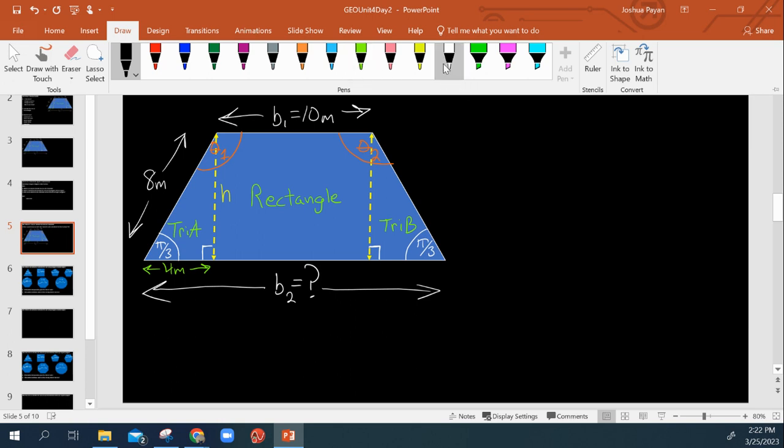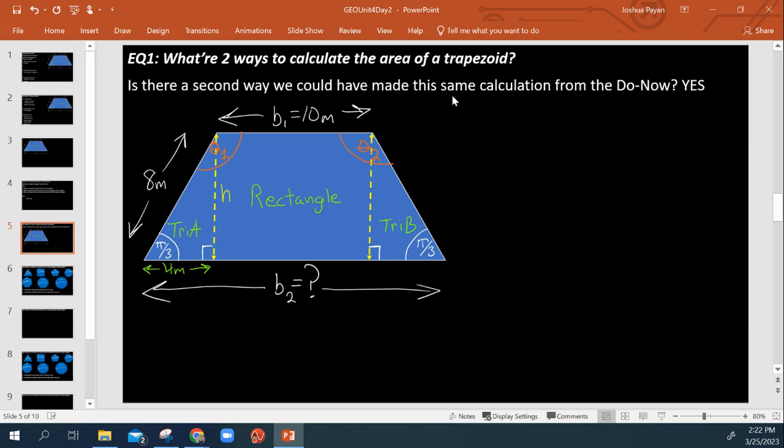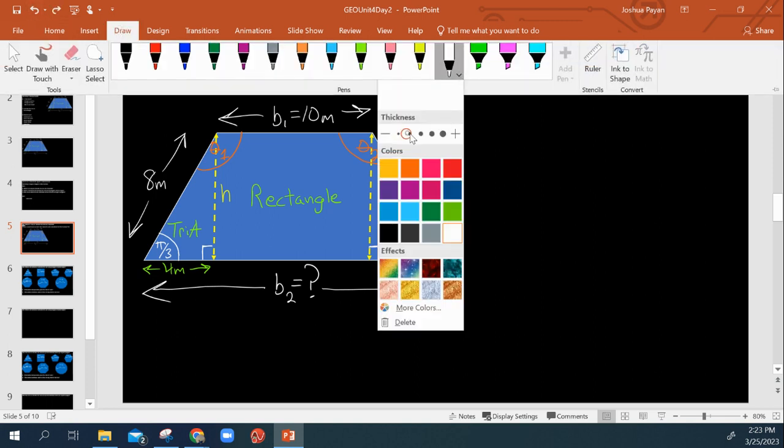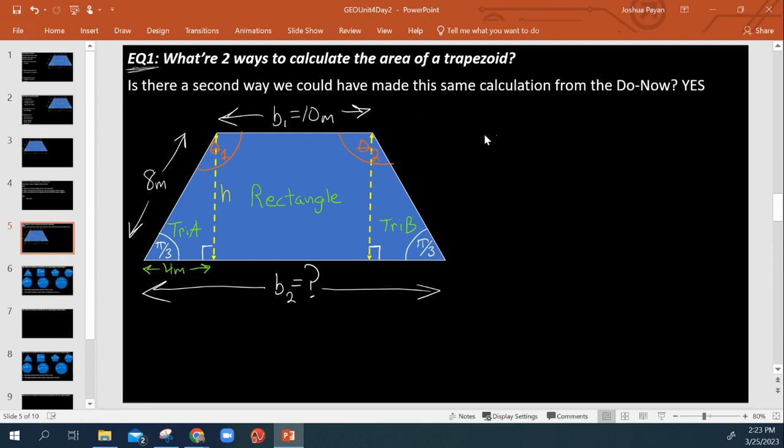Okay, so this video is going to serve as our day 2 of Unit 4 video. It's going to be one of, I will say, three videos. I'll just make three really short videos. Anyway, in this video, we're going to answer this first EQ here. And this first EQ is pretty simple to answer, right?